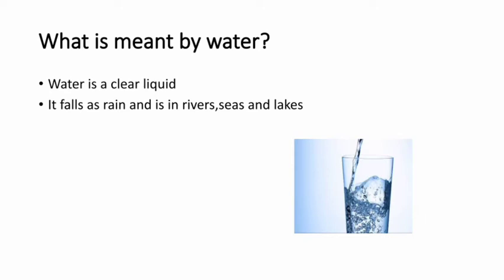Water is a colorless liquid. Water is used in our day-to-day life for drinking, bathing, washing, cleaning, etc. We get water from rain and it is found in rivers, seas and lakes.